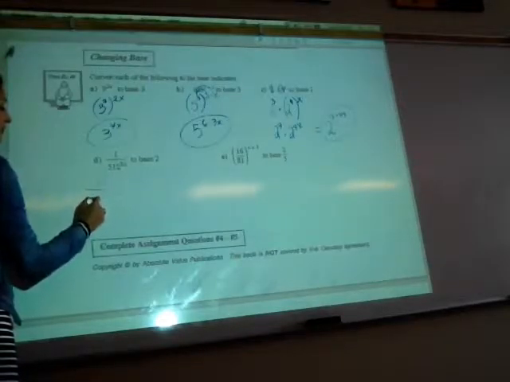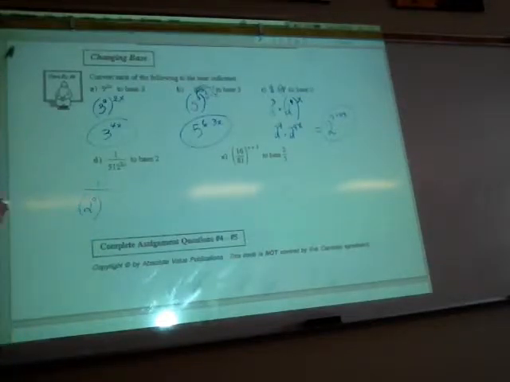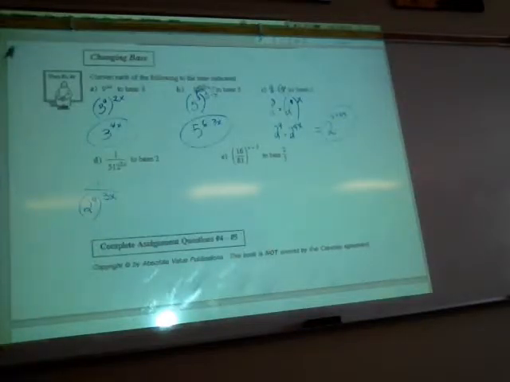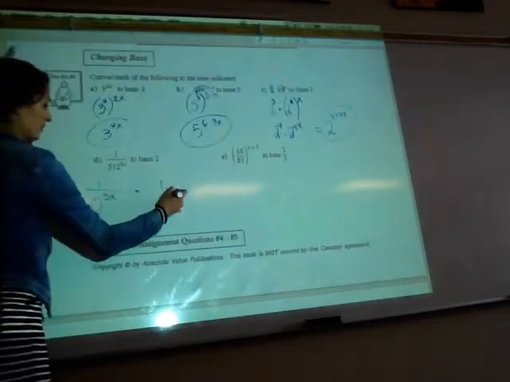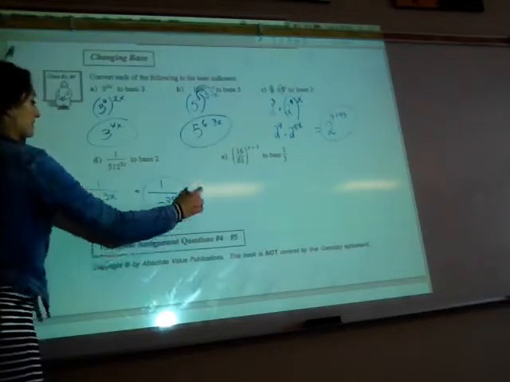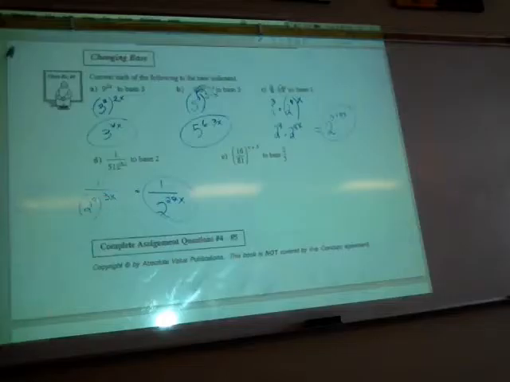So 2 to the power of 9 replaces the 512, and don't forget that's to the power of 3x. So the result is 1 over 2 to the power of 27x. 9 times 3x is 27x. Okay, any questions?